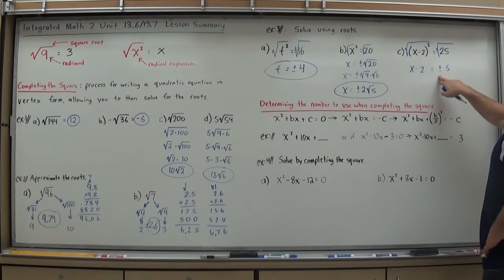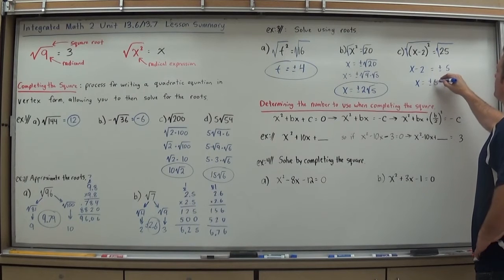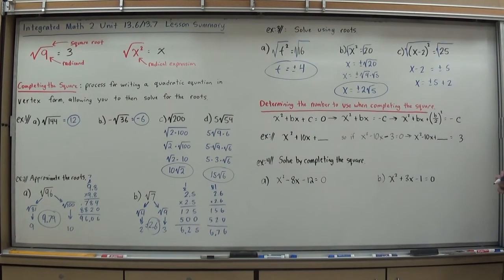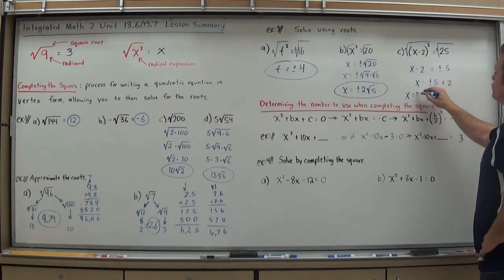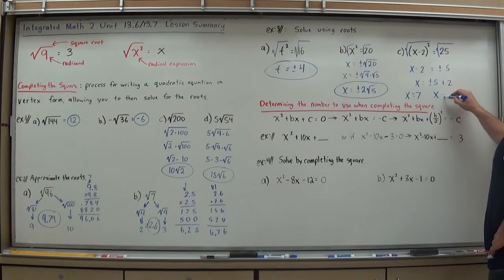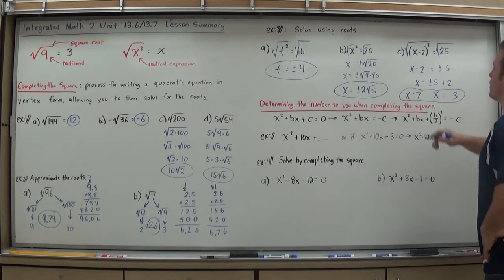This stays plus minus 5 because it was a positive square root. I'm going to add 2 to both sides. And I get plus or minus 5 plus 2. Well, what's that mean? That means my answers for x are a positive 5 plus 2, which results in 7, and a negative 5 plus 2, which results in negative 3.